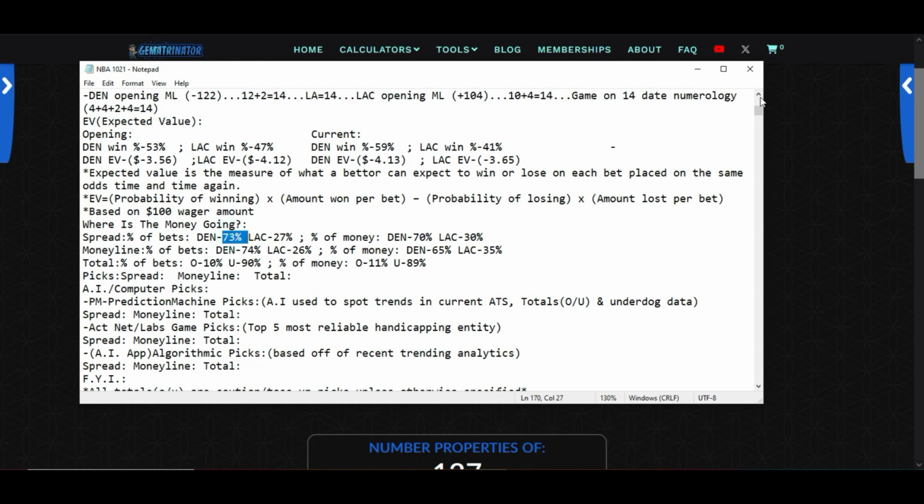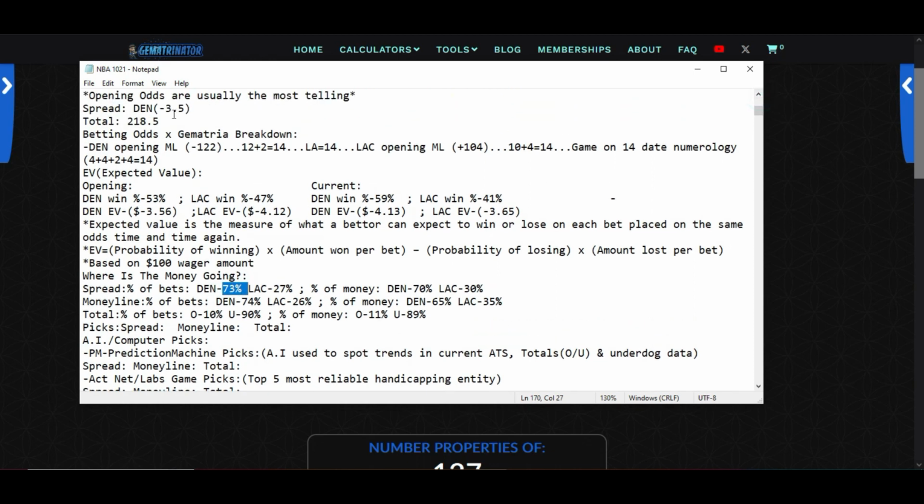73% on the spread. The spread is at 3.5 point favorite for the Nuggets. 73% of the bets are on the spread going to the Nuggets, excuse me. Clippers are getting 27% of the bets on the spread. Nuggets are getting 70% of the money based off the spread, 30% going to the Clippers. Money line percentage of bets, 74% expect Denver to win, 26% going with the Clippers. 65% putting their money on the Nuggets on the money line, 35% going to the Clippers currently.